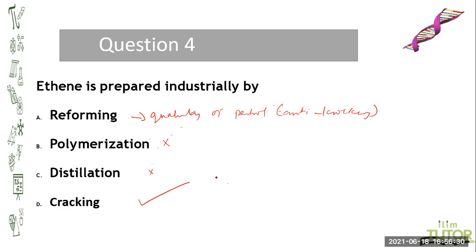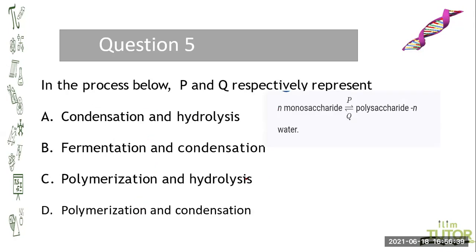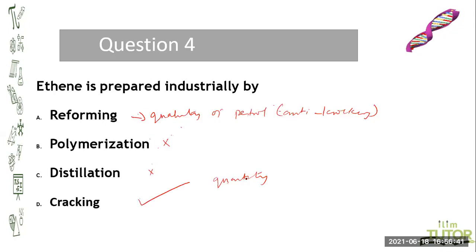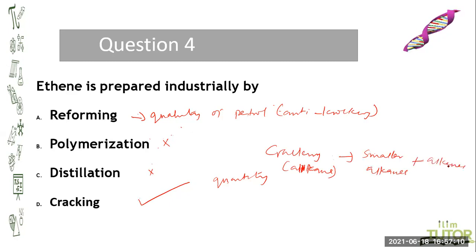Cracking is to increase the quantity of petrol by breaking a heavier hydrocarbon into a lighter hydrocarbon. And most of the product of cracking, when you crack an alkane, most of our results are smaller alkanes plus alkenes. And this is the way most alkenes are being prepared.